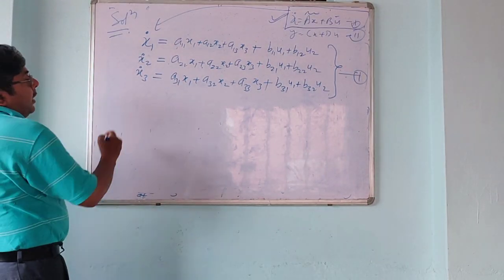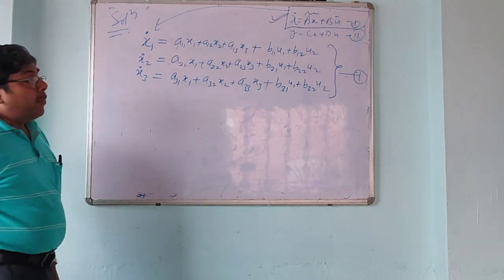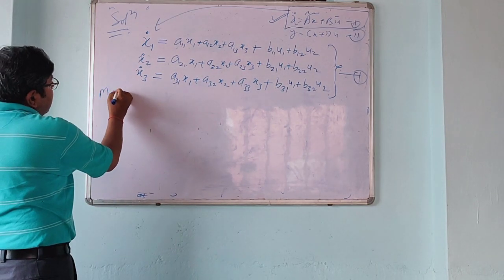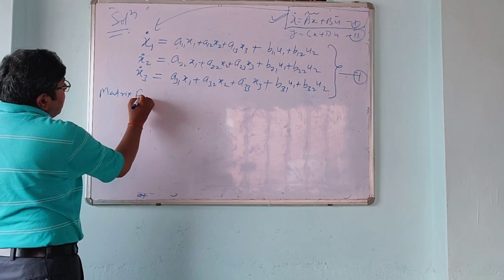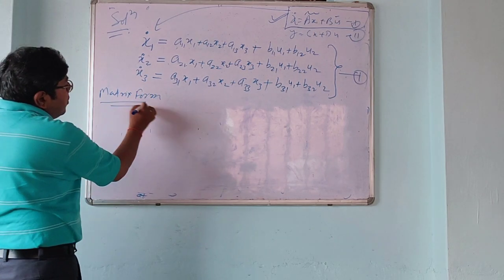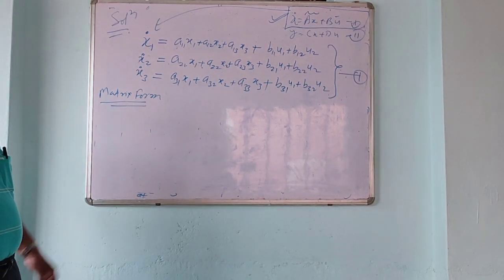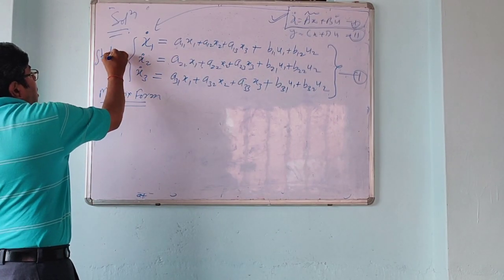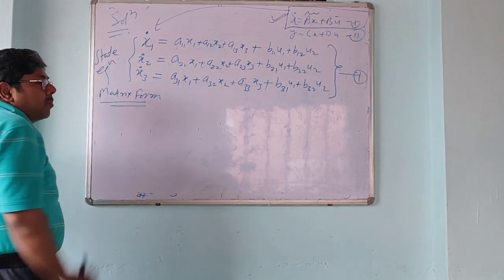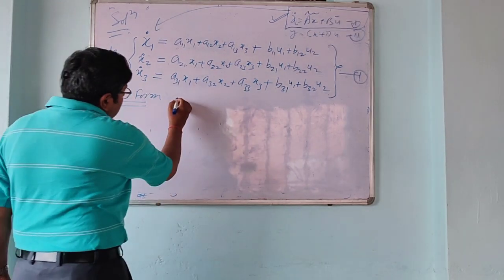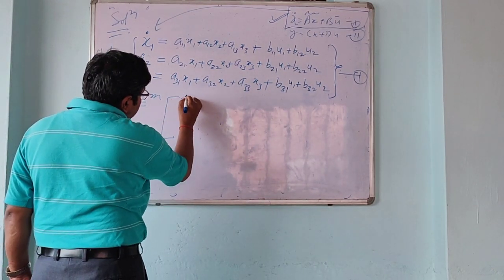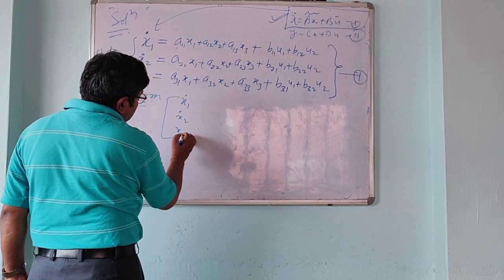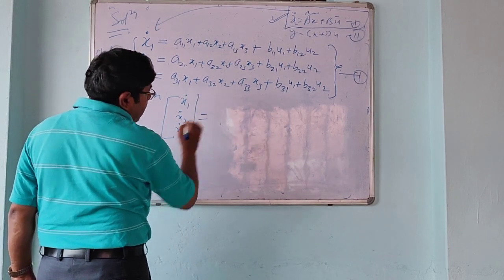And how can we represent this in matrix form? So this is the state equation. This is called the state equation. In matrix form, if we write, then x1 dot, x2 dot, x3 dot is the column matrix on the left hand side.